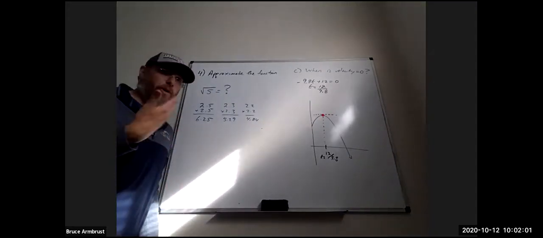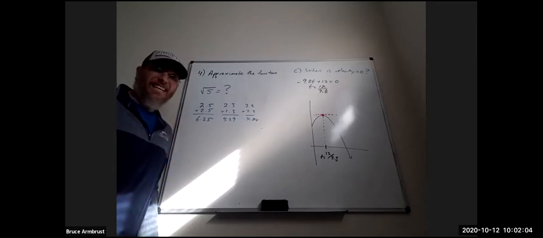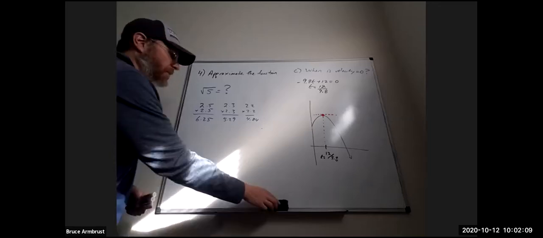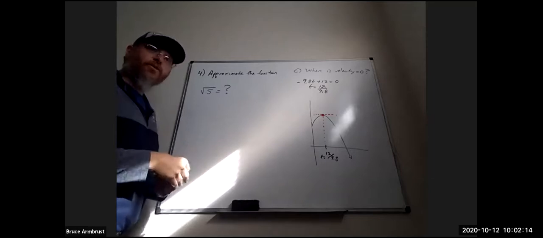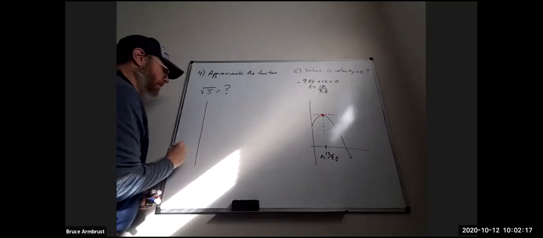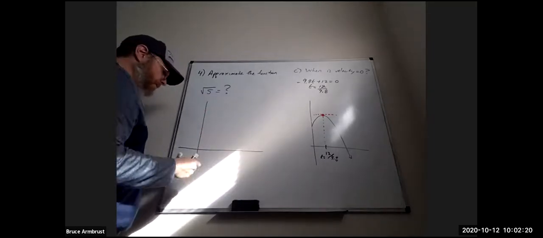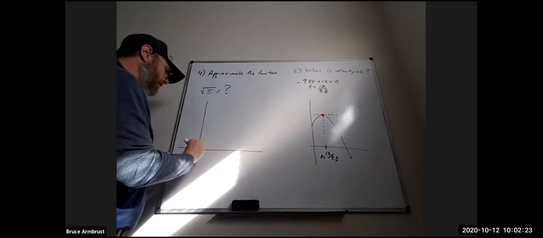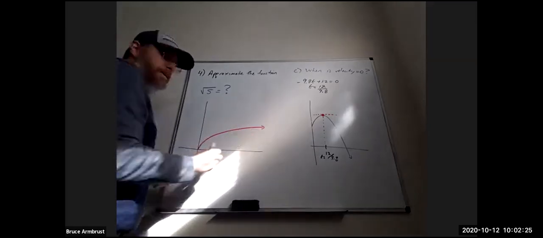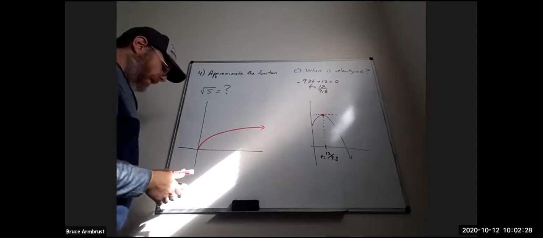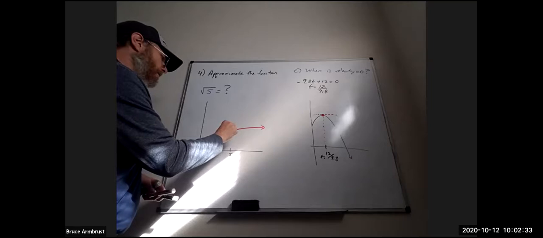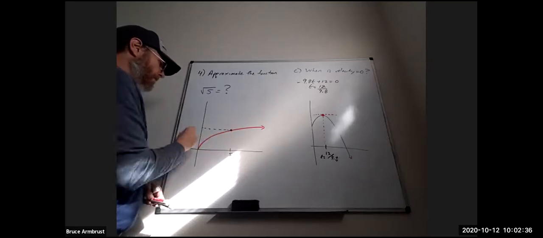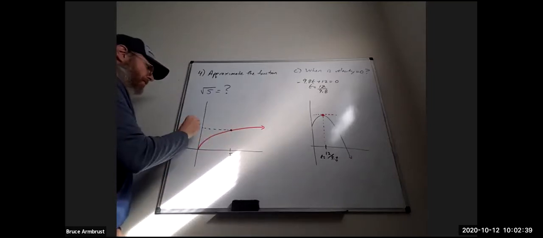All right, anyway, we could do this, but that's kind of a pain. Let me show you how we could use calculus to do this. We've got the square root of 5, so let's think about the square root function. It looks something like this, and somewhere out here is 5. I want to know this y value, which is the square root of 5.